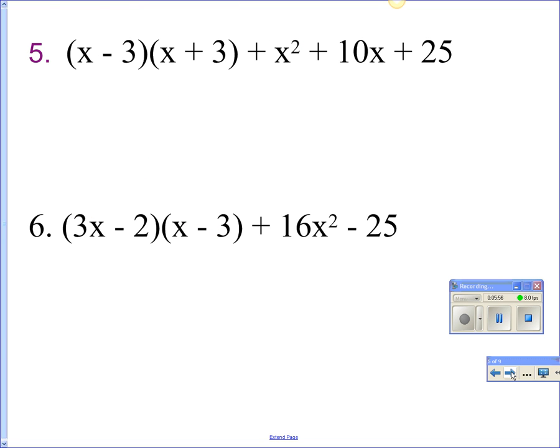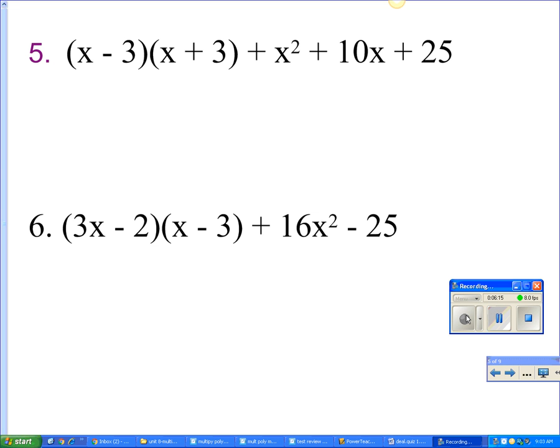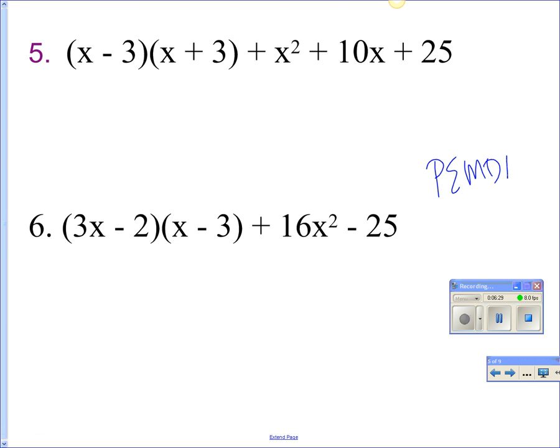Here we go. Number 5. X minus 3 times x plus 3 plus x squared plus 10x plus 25. Do y'all remember that thing from middle school? Please excuse my dear Aunt Sarah. What does the first thing tell you to do? What, Jesse? Parentheses. PEMDAS is what some teachers call it.